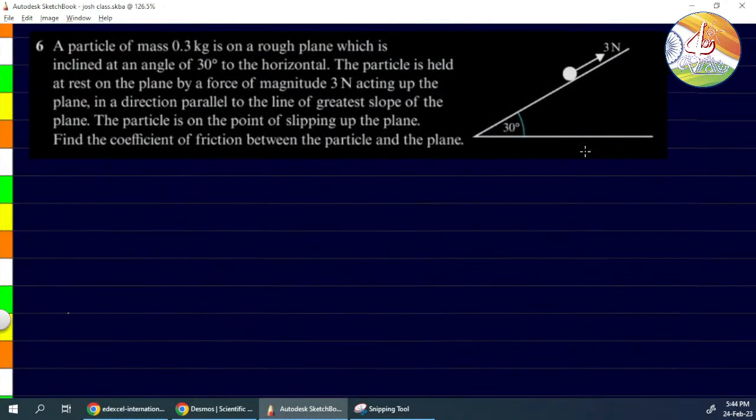So now we have been told that it is sliding upwards. So friction will be acting in the downward direction. There will be normal reaction. This is R. Friction value is given.